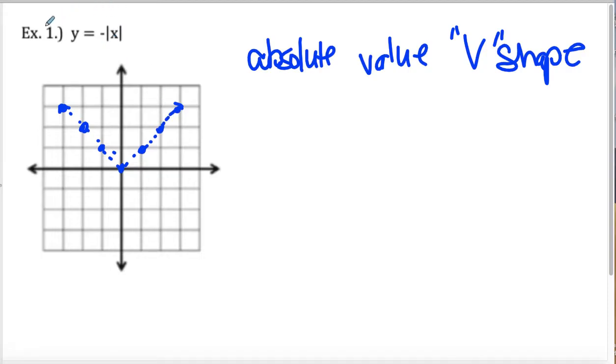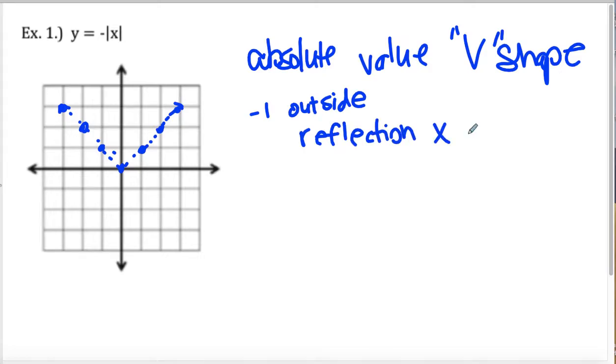And then we look back at this equation and we look for the transformations. And so we see this negative 1 outside. And we think back, might look at your foldable, your graphic organizer, your notes, negative 1 outside. And when we multiply by a negative 1 outside, we remember that that is a reflect or reflection over the x-axis.